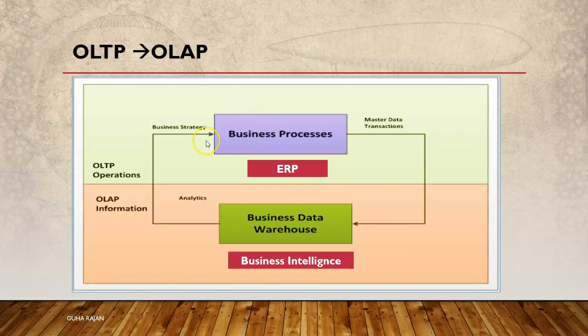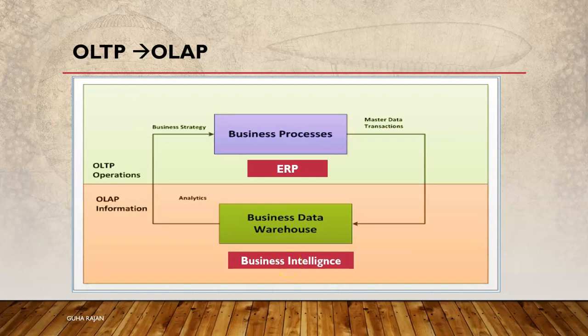And finally, if you look at it, this is how it happens. Business strategy is on the top, then you have the ERP system, and the ERP system feeds into the data warehousing system, and you have business intelligence. So both of them complement each other. Without an ERP, business intelligence has no meaning. You need to have the OLTP system and then have the OLAP in place. So this is how it works.